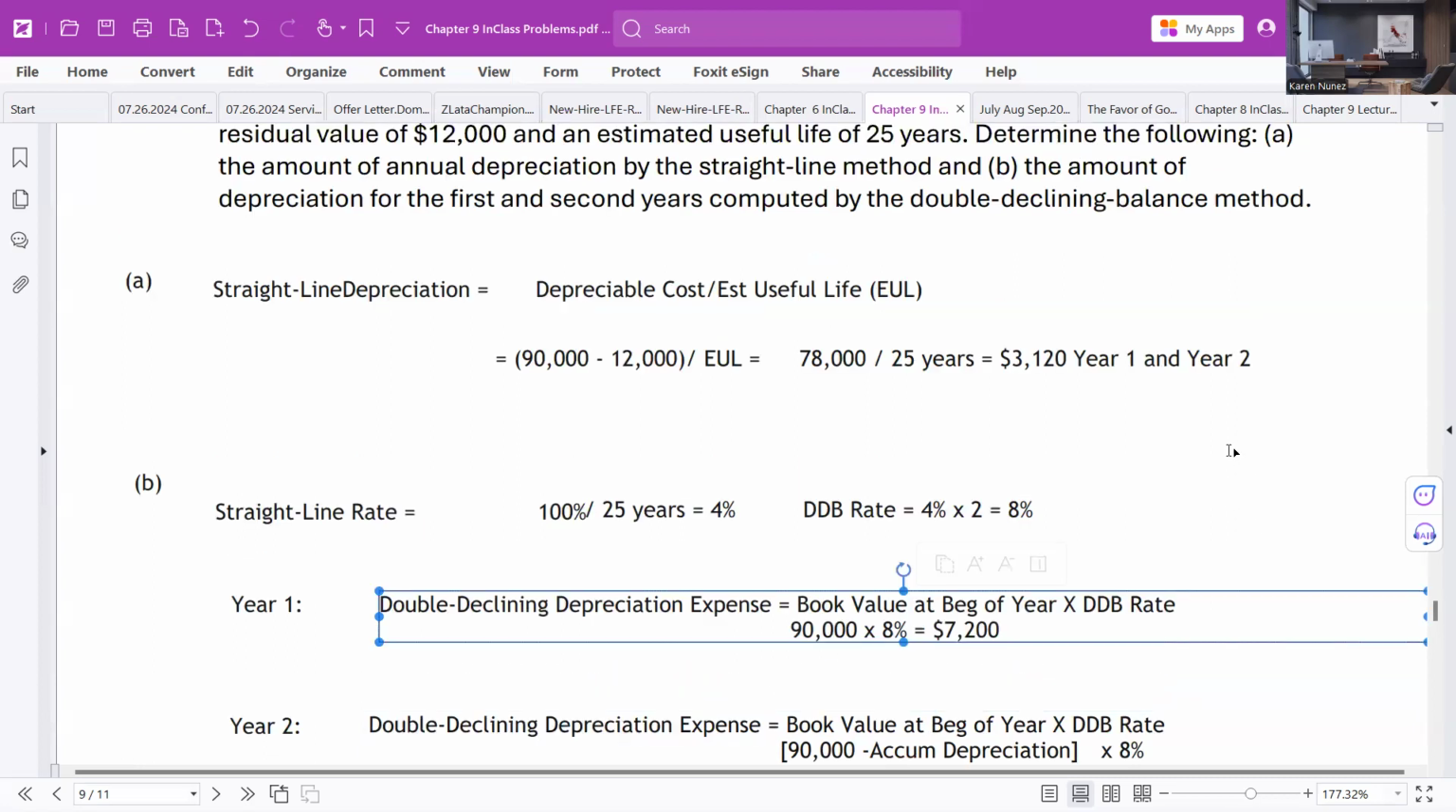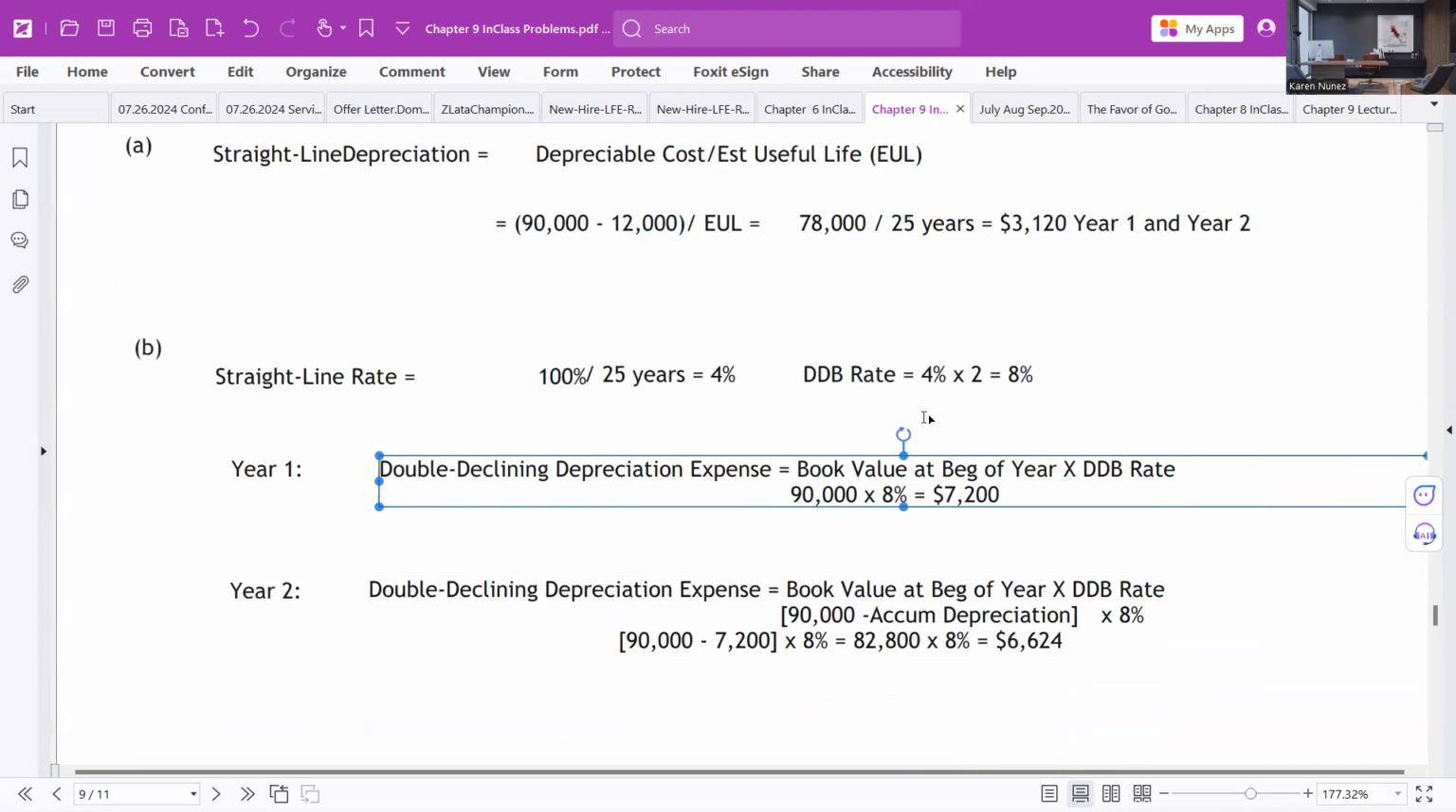So the straight line depreciation is just the depreciable cost minus salvage, spread over the estimated useful life. Same number each year, 3,120. But now when we look at the DDB method, we have to first find the rate. 100% divided by the 25 years gives us 4%. 4% times 2 is 8%. And double declining balance depreciation is going to be the book value, which is just the cost times that 8%, 7,200. Year 2 is the book value at the beginning of the year, which is the 90,000 minus the 7,200, again times 8%.